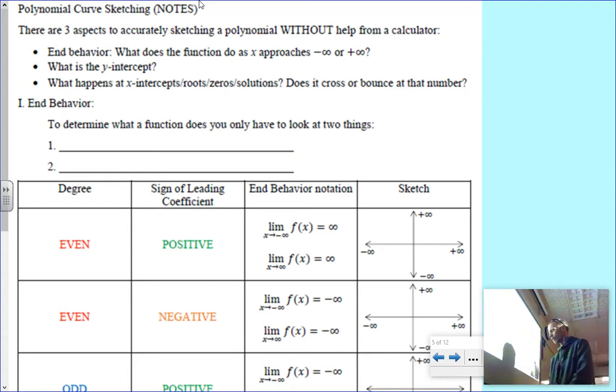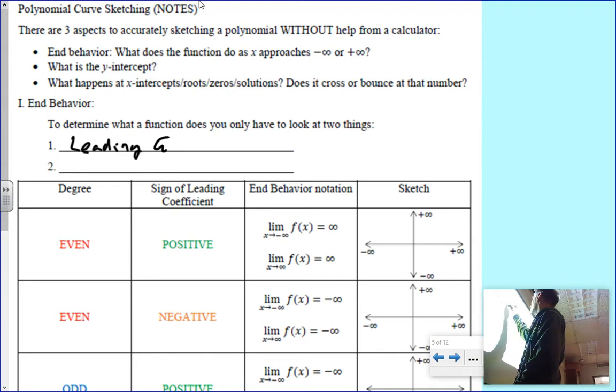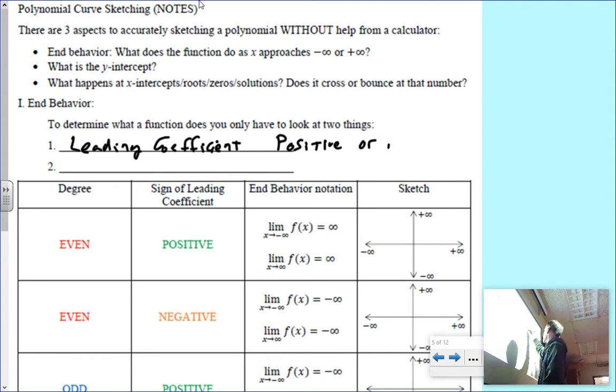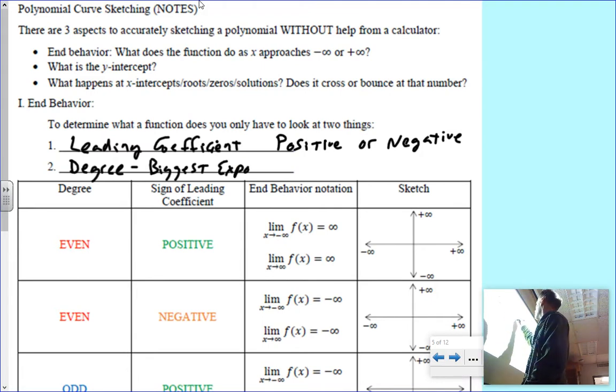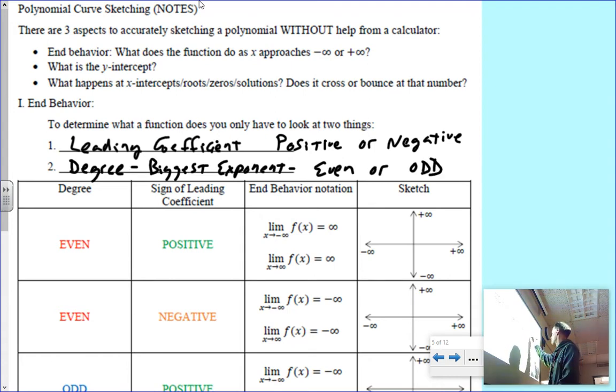So the first one, for end behavior, you look at two things. You look at the leading coefficient, and all you care about with that leading coefficient is if it's positive or negative. And the other thing you look at is what's called the degree, and that is the biggest exponent. And all you care about there is if it's even or odd. Okay, and that little bit right there, the leading coefficient and the degree, tells you about the end behavior.